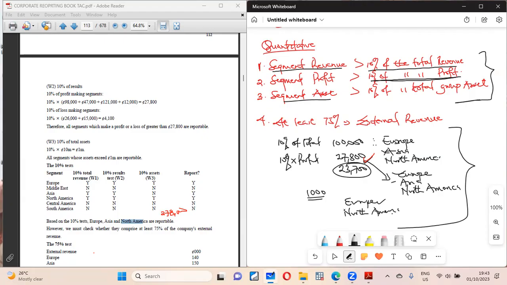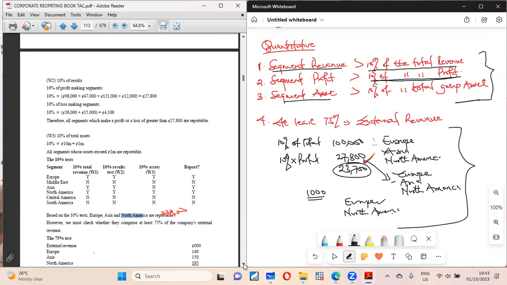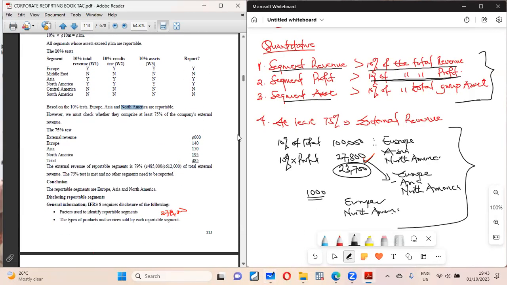Now, once you are done and you finalize these three, you now come and do what? The 75% test. What does the 75% test say? It says that at least 75% of the entity's external revenue must be included in the reporting segments.